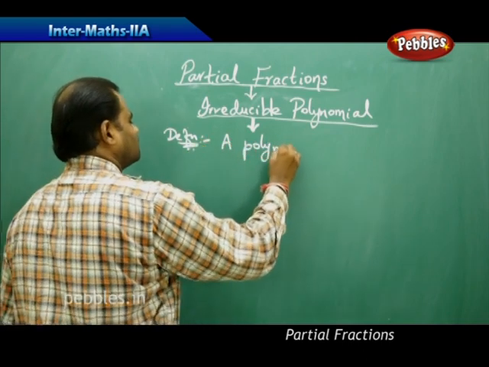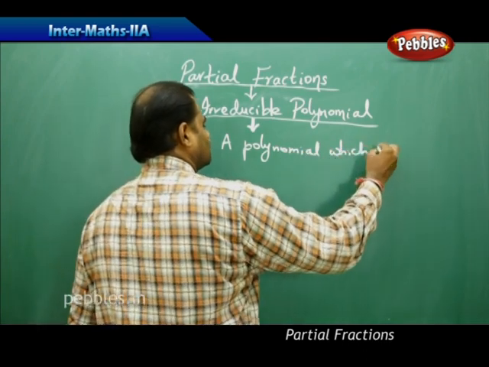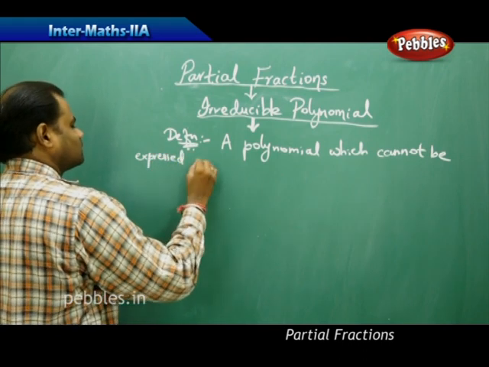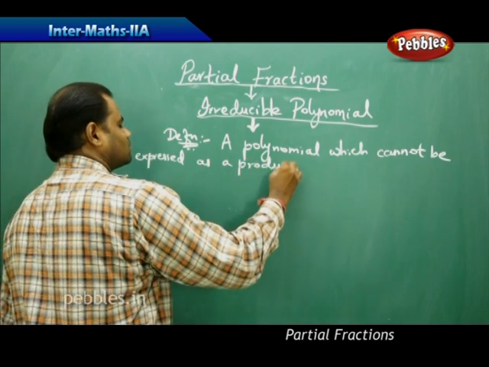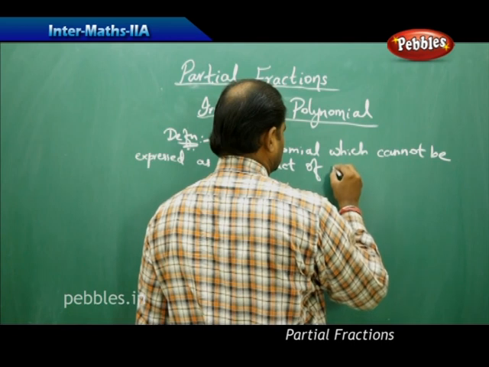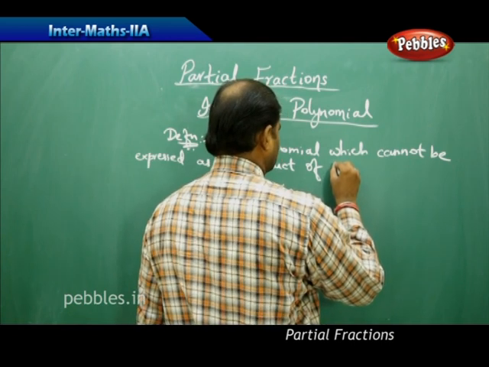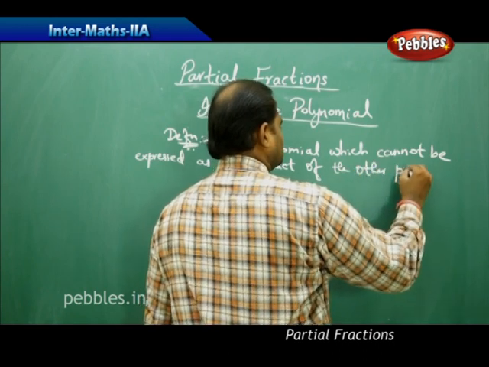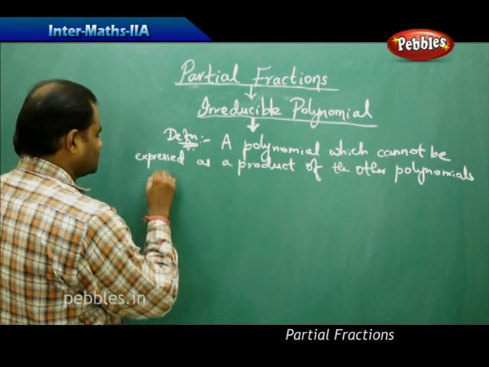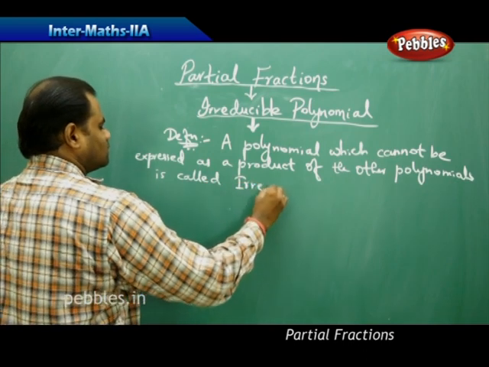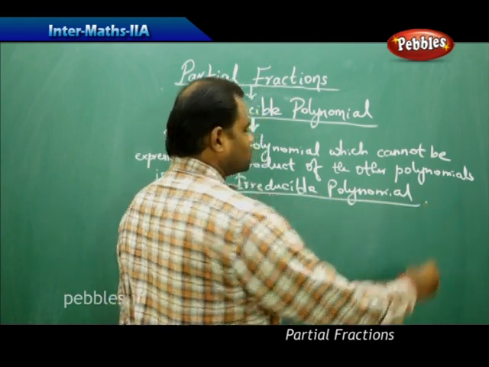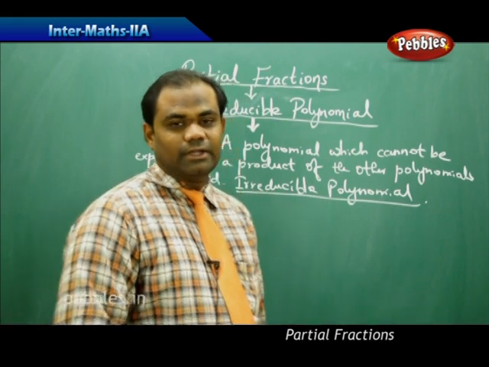a polynomial which cannot be expressed as a product of the other polynomials is called an irreducible polynomial. But it is very important to note that the other polynomials here must always be of degree less than.